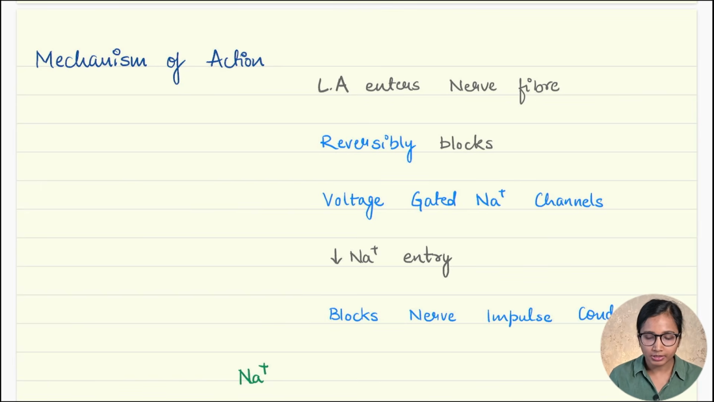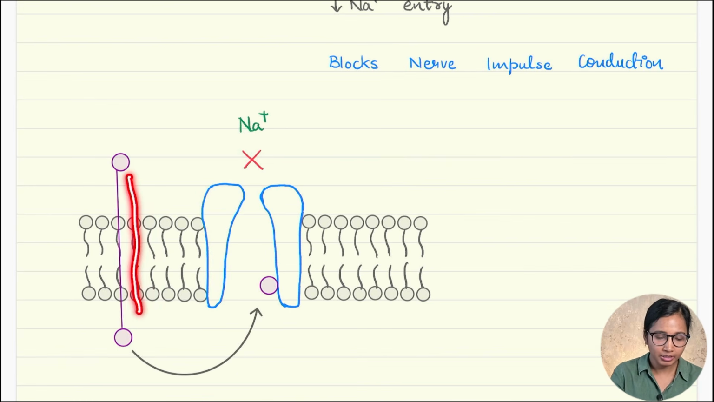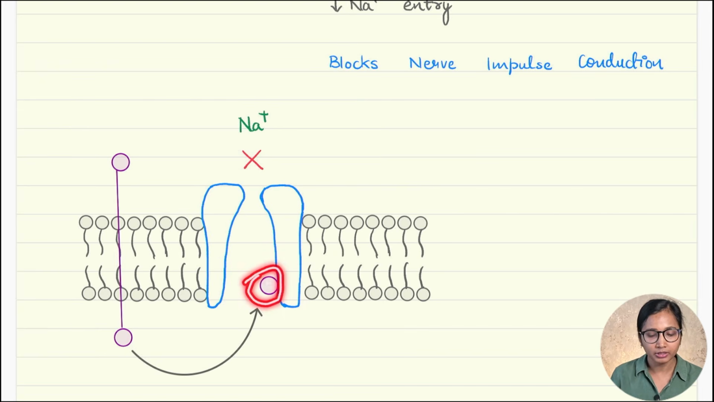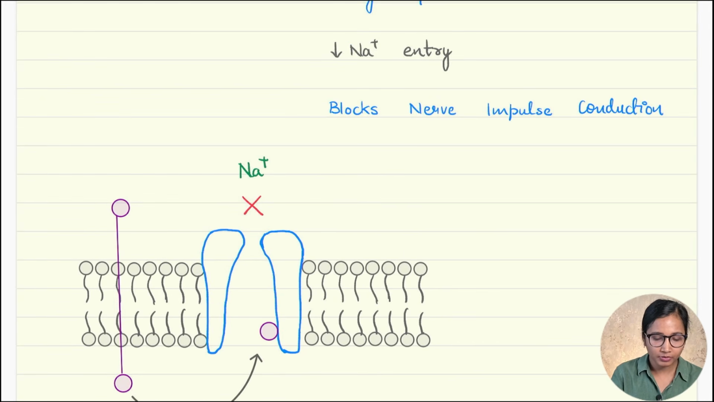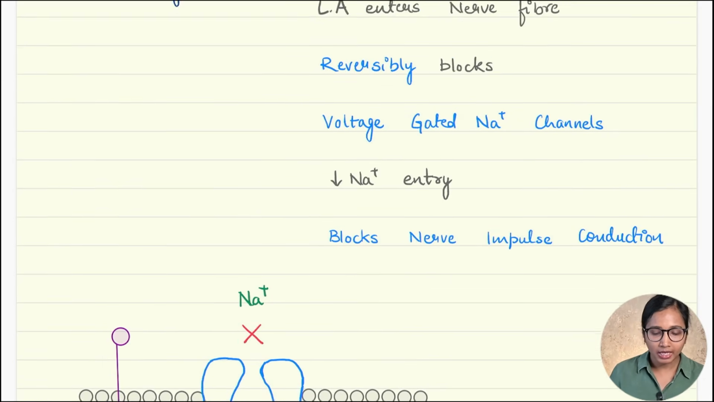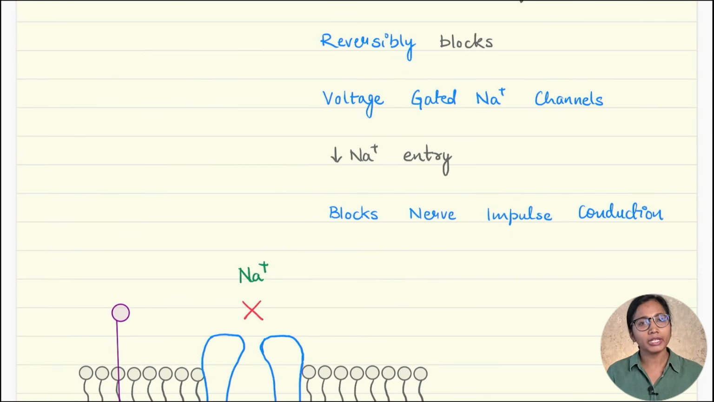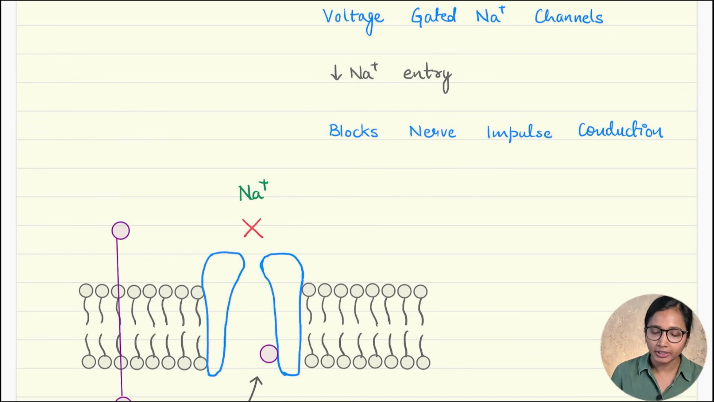So, what happens is the local anesthetic enters the bilipid membrane and blocks the voltage gated sodium channels through the inner side, which inhibits the entry of sodium into the channel. As a result, nerve impulse conduction gets blocked. All this happens reversibly. So local anesthetics act reversibly by blocking the voltage gated sodium channels and inhibiting the sodium current to flow inwards. This in turn inhibits nerve impulse conduction.